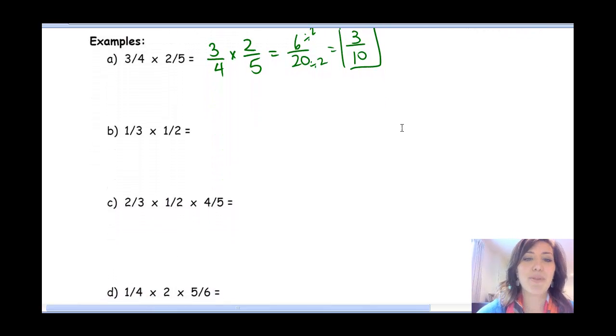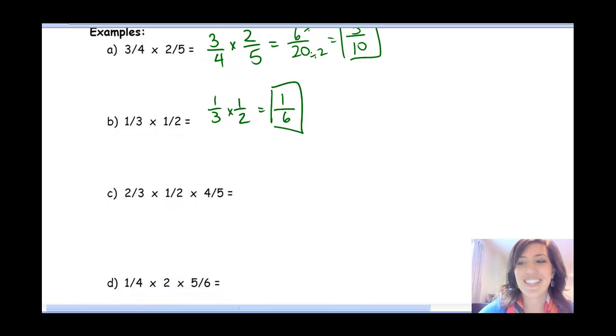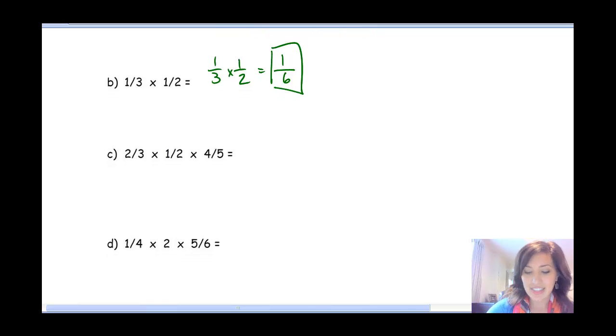Our next example, 1/3 times 1/2. The numerators, 1 times 1 is 1, 3 times 2 is 6. Can we make this any smaller? Nope, that's it, 1/6.